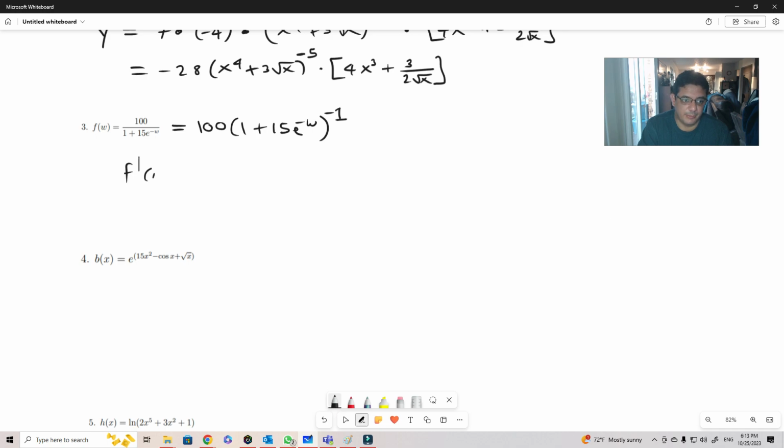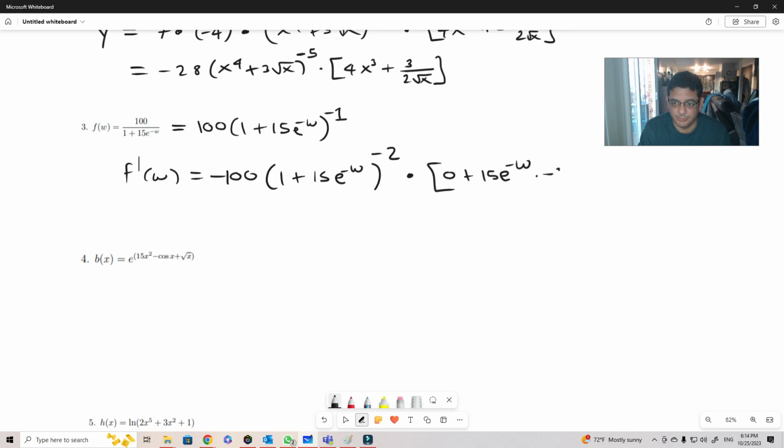Now f prime of w here will be, we put down the minus 1, so it becomes minus 100, and then we leave the function the same, but we subtract 1 here, so minus 2. Now we multiply by the derivative of the function inside, which would be 0 plus 15 e to the minus w times minus 1. Remember, this is e to the kw, so the derivative is e to the kw times k, but k in this case is minus 1.